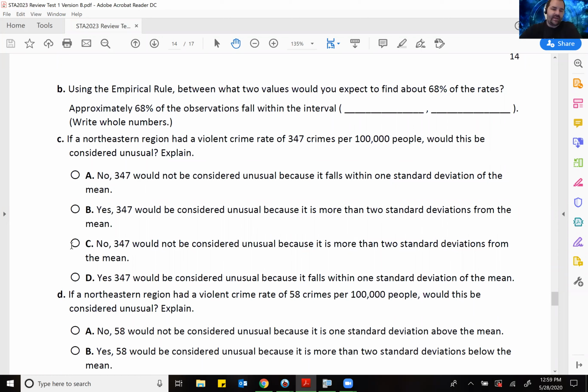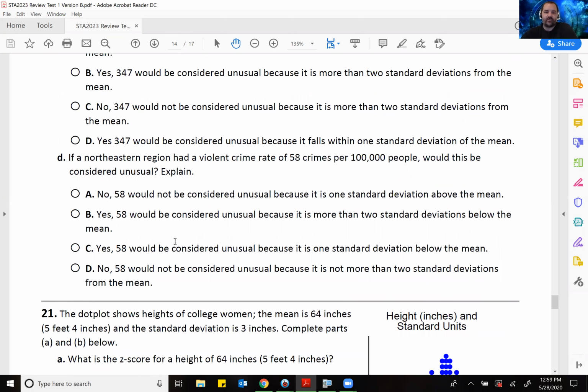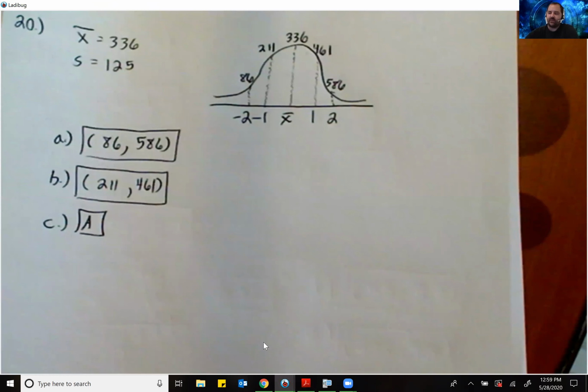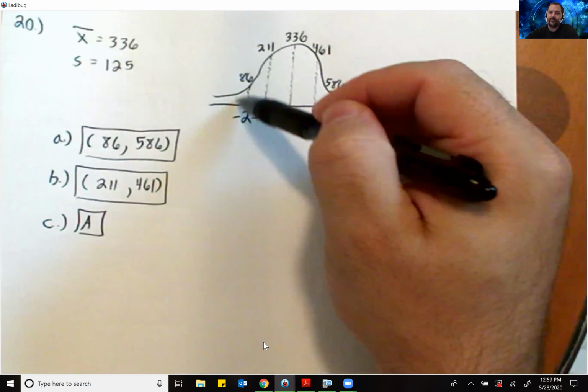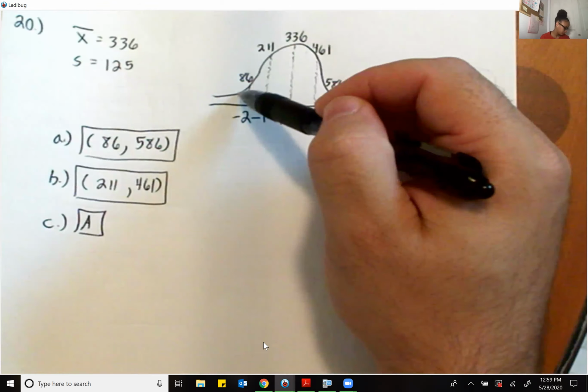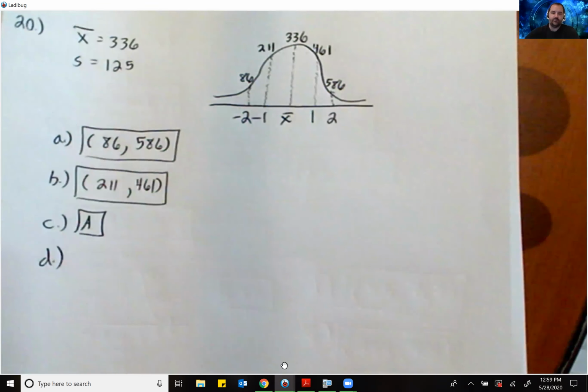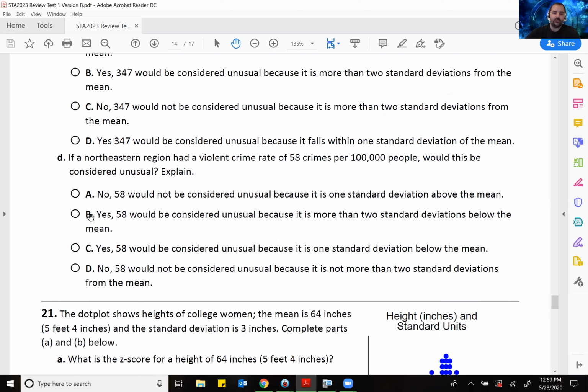It's the same idea. D says the northeastern region has a violent crime of 58 crimes. They want to know, is 58, which is down here, unusual? Yes, that is unusual. So it's either B or C. B. Yes. You guys are killing it. Love it.